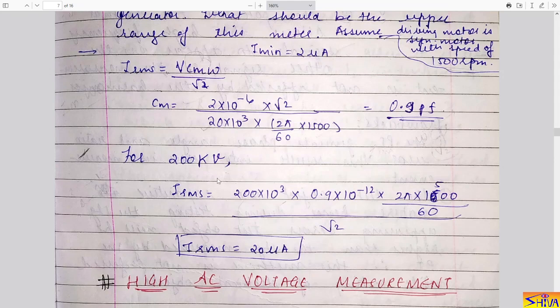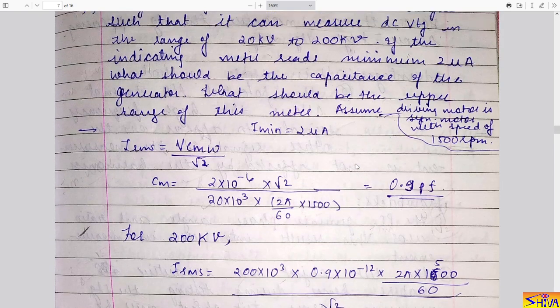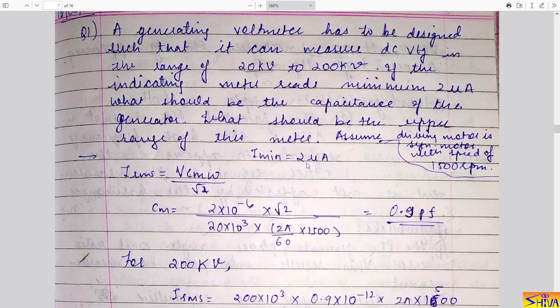Speed is constant. So current will be V, that is 200 kV, into Cm, that is 0.9 picofarad, into omega, 2 pi into 1500 divided by 60, complete divided by root 2. So RMS value of the current will be 20 microampere. So we have to use a microammeter which has range from 2 microampere to 20 microampere, and this scale will be linear. 2 microampere will correspond to 20 kV and 20 microampere will correspond to 200 kV. So that is all about the generating voltmeter.